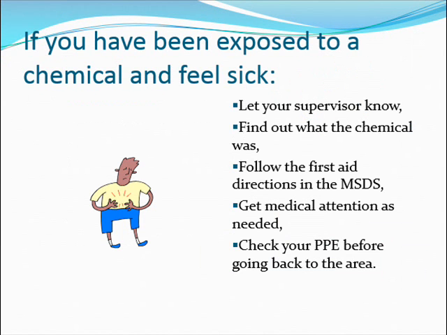If you have been exposed to a chemical and feel sick, let your supervisor know, find out what chemical it was, follow the first aid directions in the MSDS, get medical attention as needed, and check your PPE before going back into the area. Obviously, not all sicknesses are from exposures to chemicals, but if you know you have inhaled a chemical, spilled a chemical on your skin, or ingested some and you feel sick, we want to know. Our intent is to have a safe and healthy workplace, and we want to fix any problems.